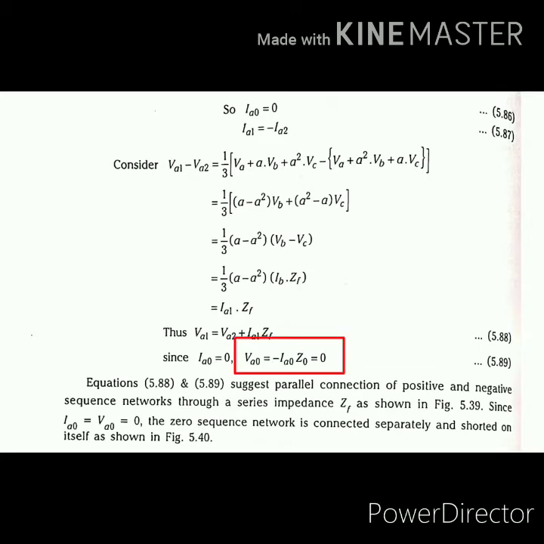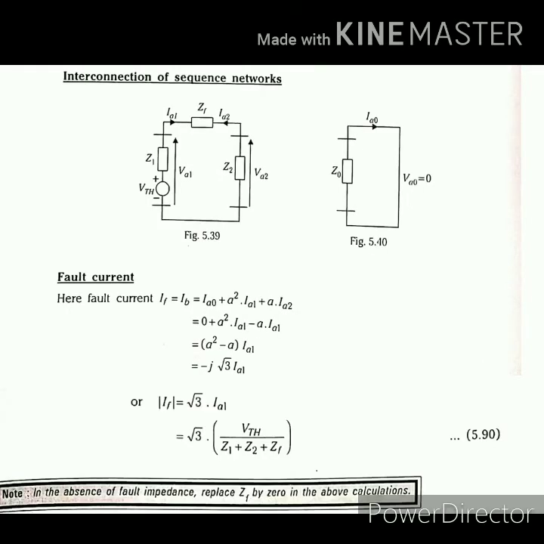Here IA naught is 0, therefore the entire VA naught becomes 0. So from the above two equations, it suggests a parallel connection of positive and negative sequence networks through an impedance ZF. It's just that, as you have done separately, the zero sequence network has to be drawn separately. So now it's time to calculate the fault current.